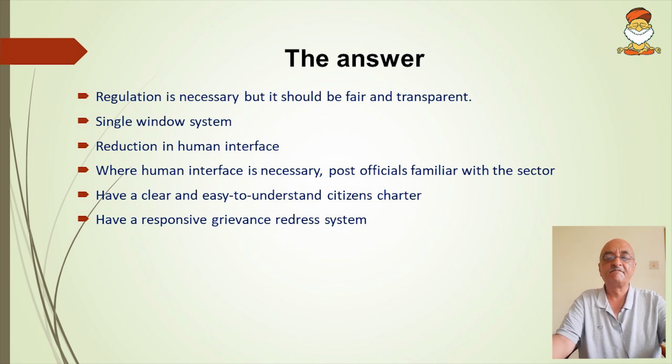Second, because bribery and harassment are involved, I would talk about reduction in human interface, go online to the extent possible. All the routine things can be done online without having to approach a government office. And where human interface is absolutely necessary, post officials who are familiar with the non-governmental sector, and if they are familiar, it can be expected that they will be empathetic, they will understand, and they will try to help.